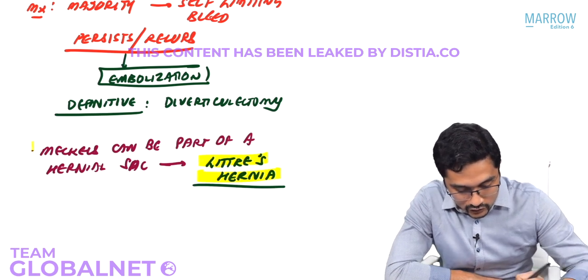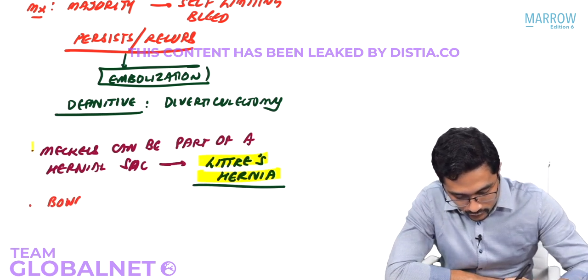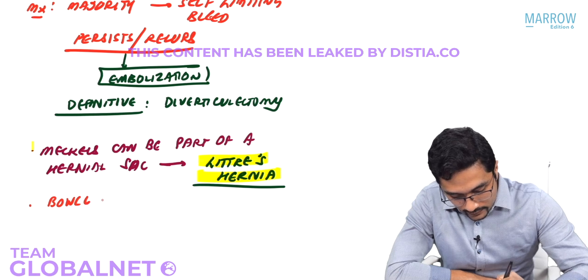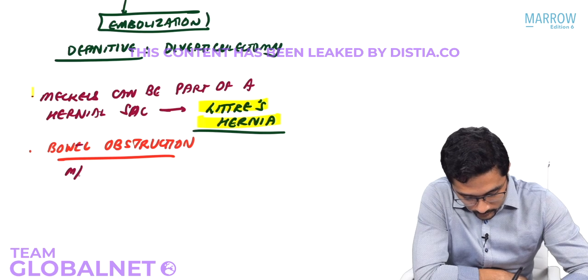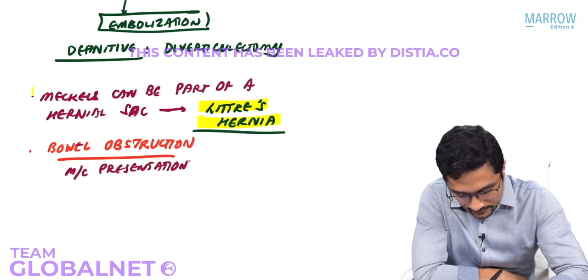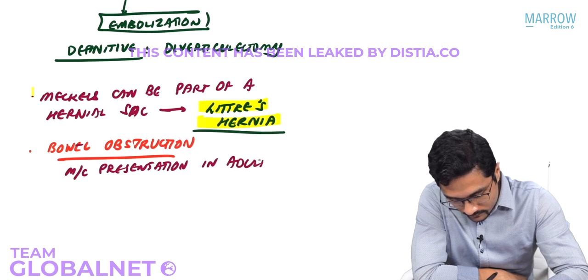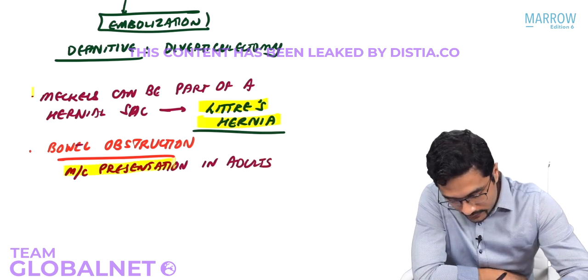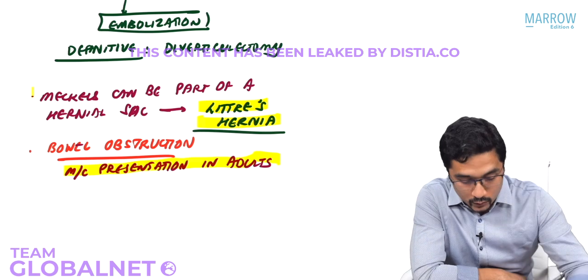And the final presentation is that it can give rise to bowel obstruction. Bowel obstruction is the most common presentation in adults. This you should know. This has been asked in the exam. So it is the most common presentation in adults, and it can give rise to obstruction in two ways.